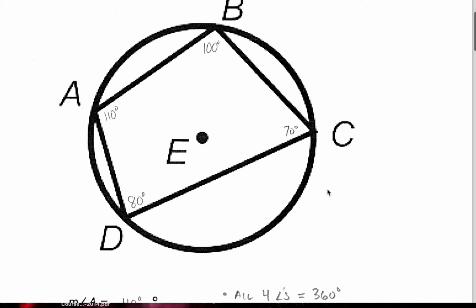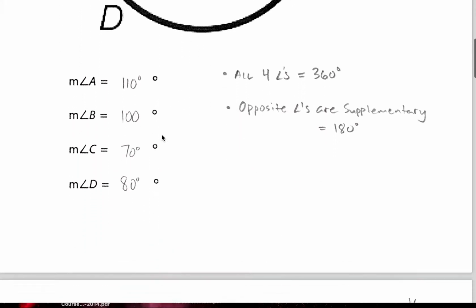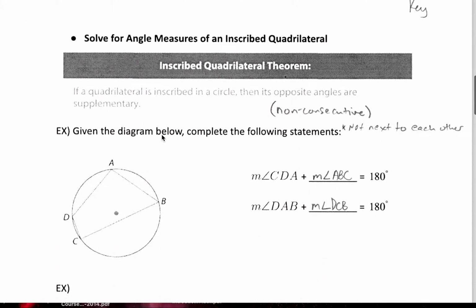However, the converse would not be true. I can't just say that all quadrilaterals have opposite supplementary angles. That's not necessarily true. It's just quadrilaterals that could fit nicely inside or be inscribed inside a circle. So let's emphasize that a little bit more on the next page.